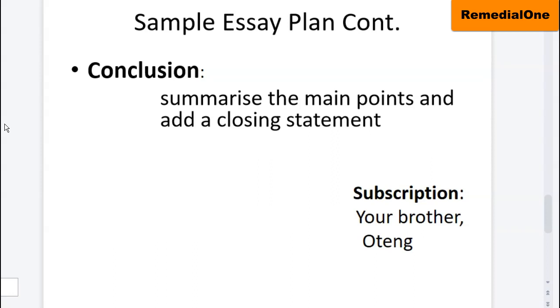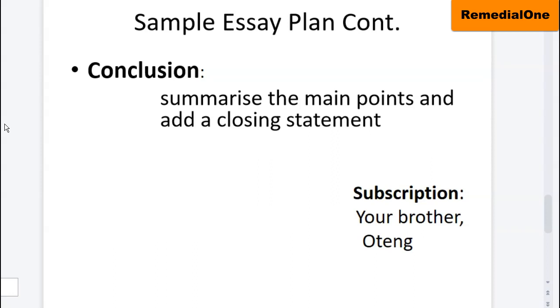Then the conclusion. In his concluding paragraph, our candidate is going to summarize the main points discussed in the body and then add a closing statement. Very important. What we see in candidates' papers sometimes is this overflogged expression, "All the above are the things I intend to do after secondary school," and then that's it. That is really not a proper conclusion.